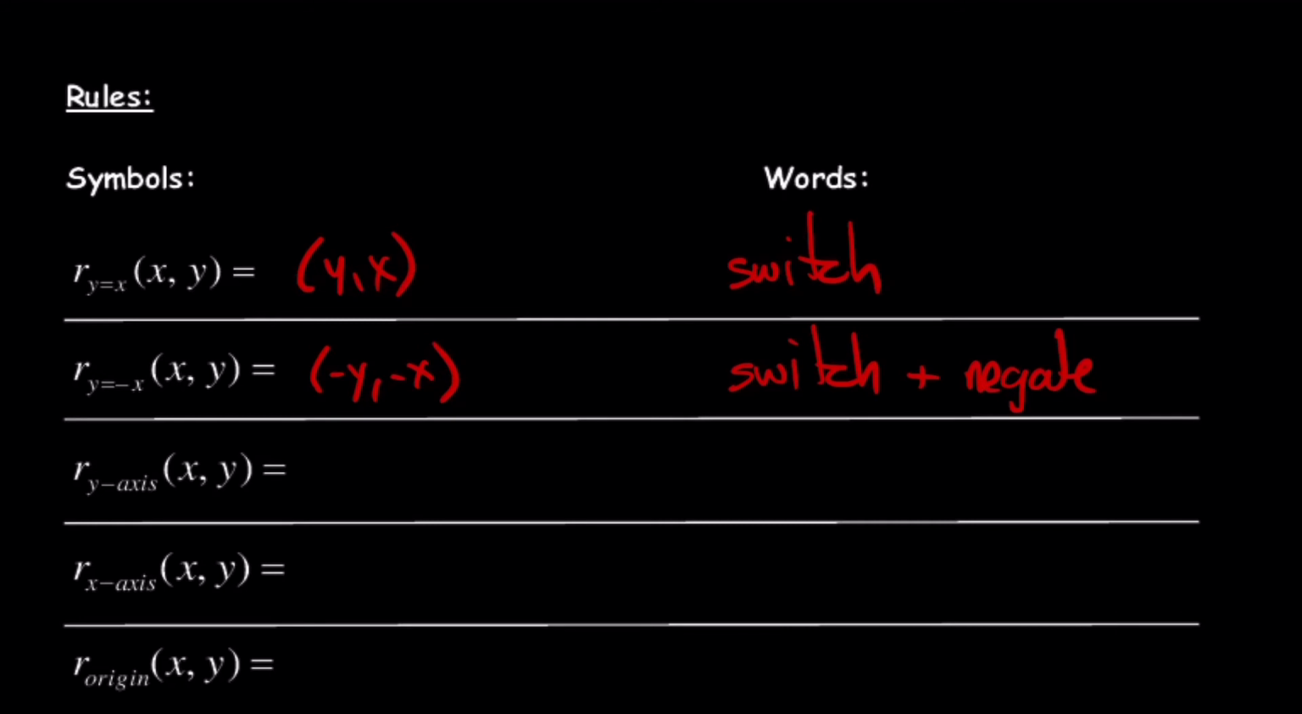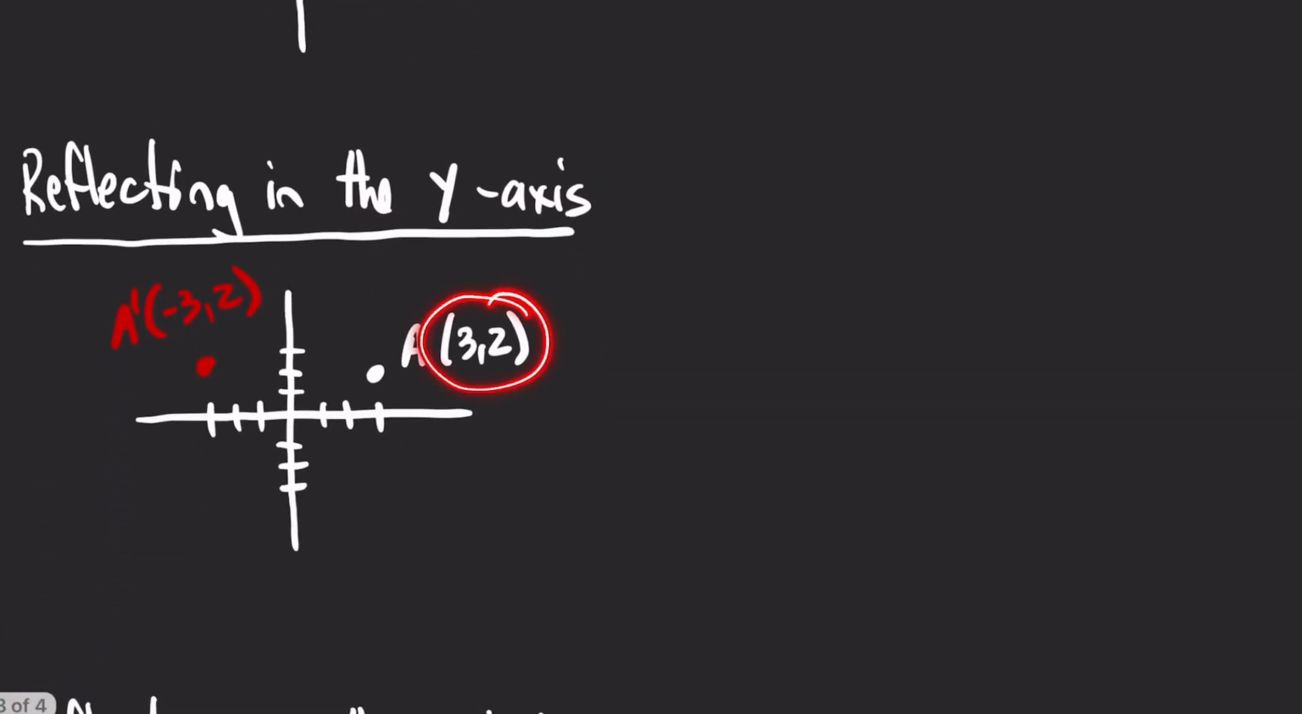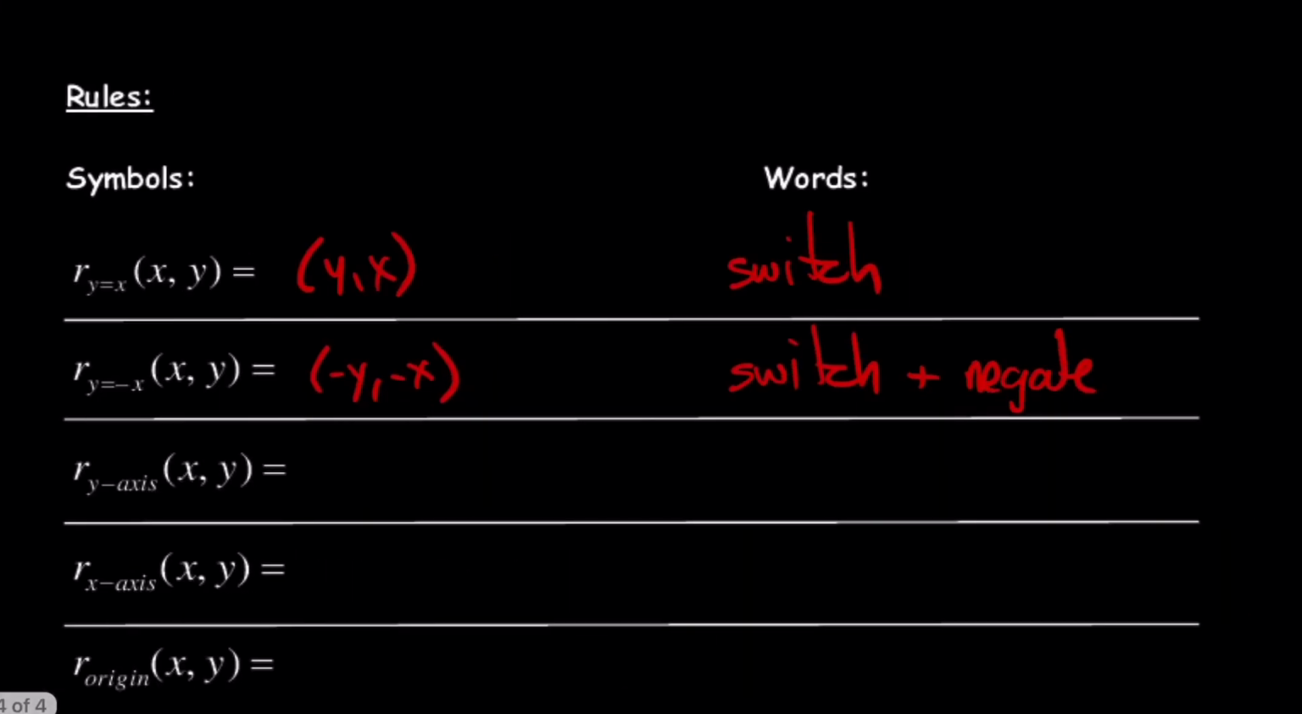Okay, then here's our last three. We just did those on the other page. Reflection in the y-axis. That's what we're doing first, y-axis. So let's go back here. 3, 2 became negative 3, 2. So what changed? The order is the same, right? 3, 2, 3, 2. But notice I negated the first one, so I negated the x. So this is xy, this is negative xy. And that's my rule. In words, we negate x.